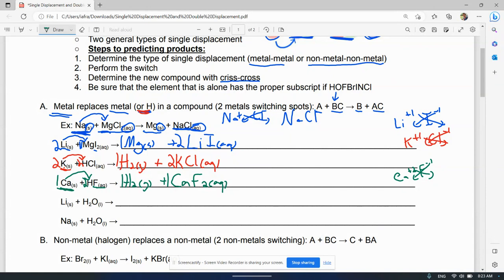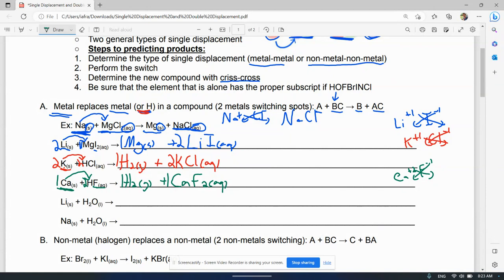Okay, so that was an example of single displacement reactions occurring. We've actually done a few examples of this. If you remember, we did magnesium in hydrochloric acid, right? That was one of the labs that you had done earlier, and you identified that as a single displacement reaction. So now you're actually able to predict the products.